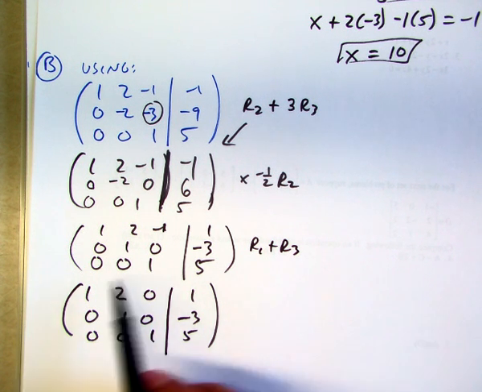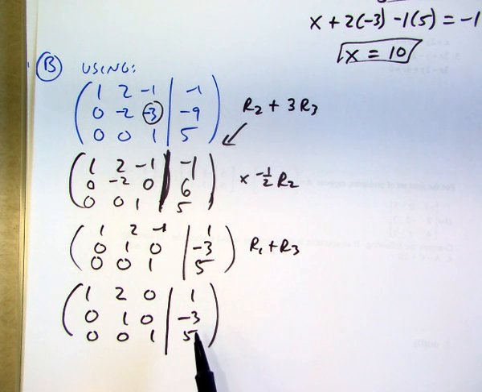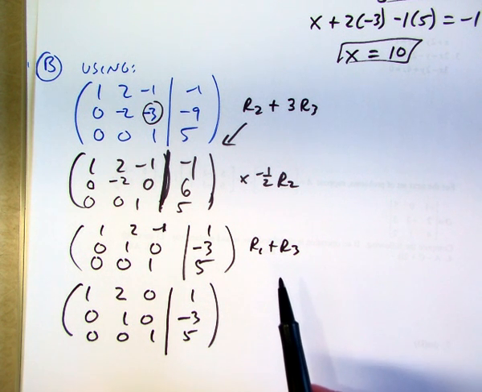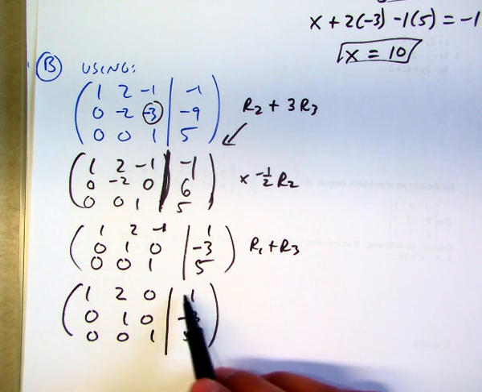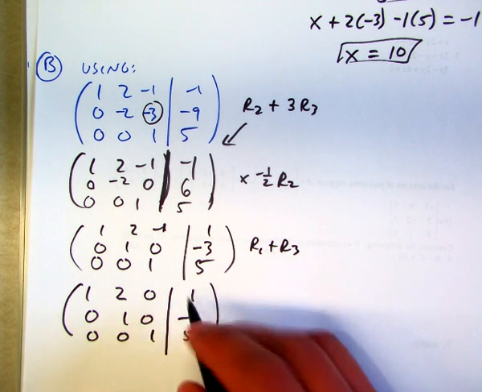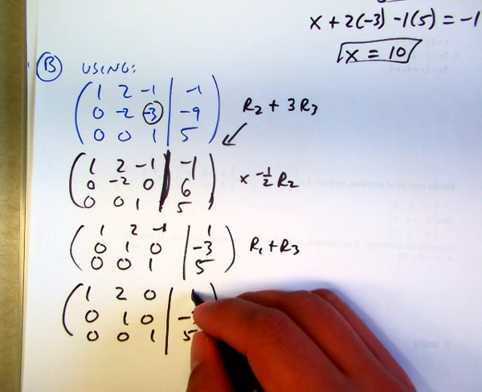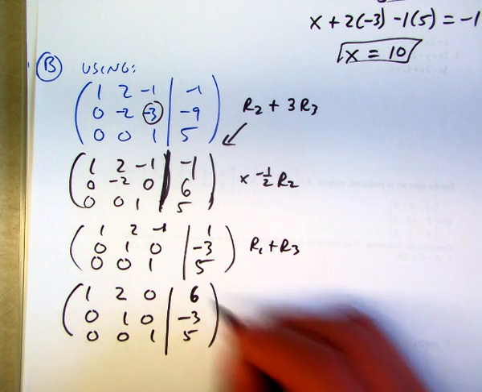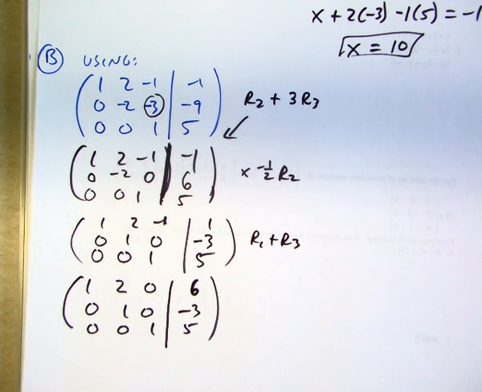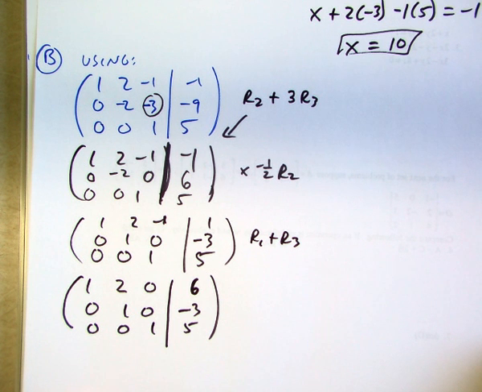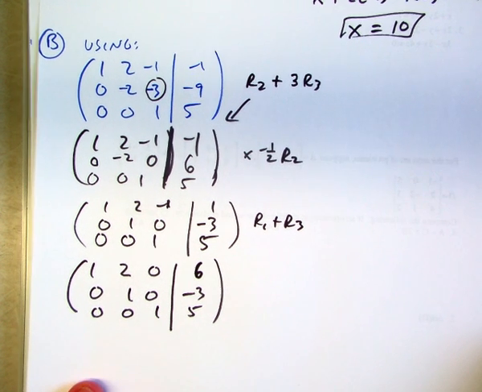Right? Oh, I messed something up. What did I do? In this column, 1, 2, 0, this shouldn't be a 1, it should be 6. Okay? And then what's the last thing I need to do?